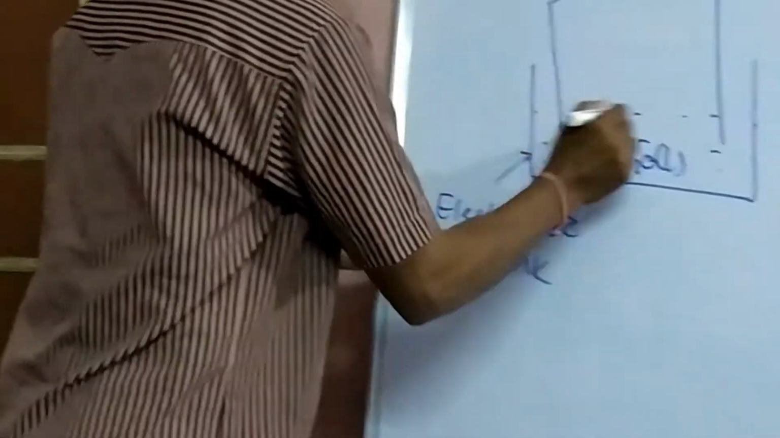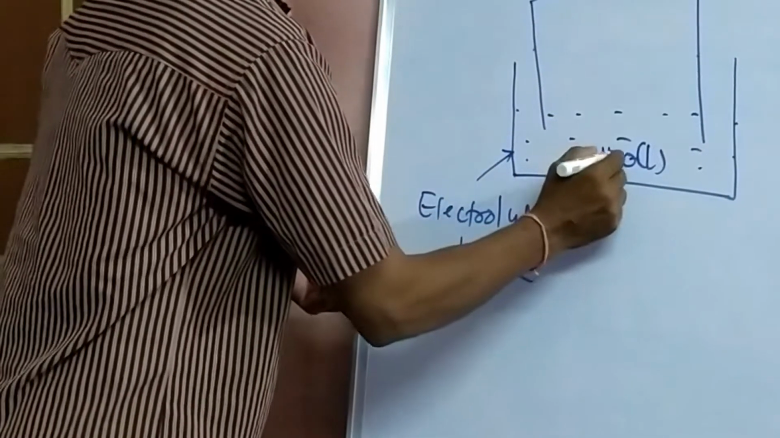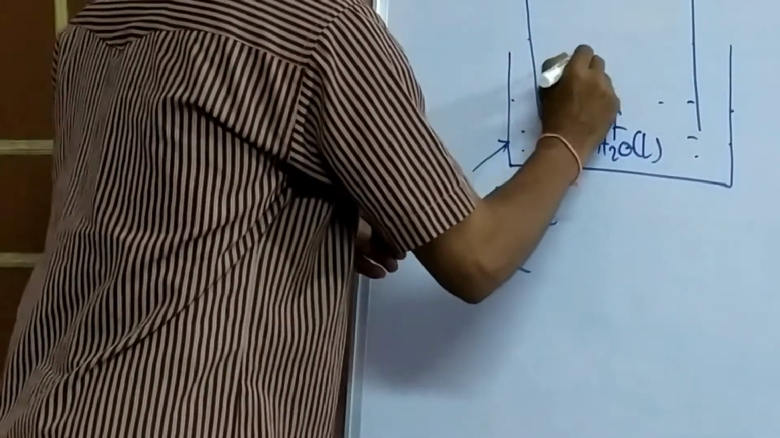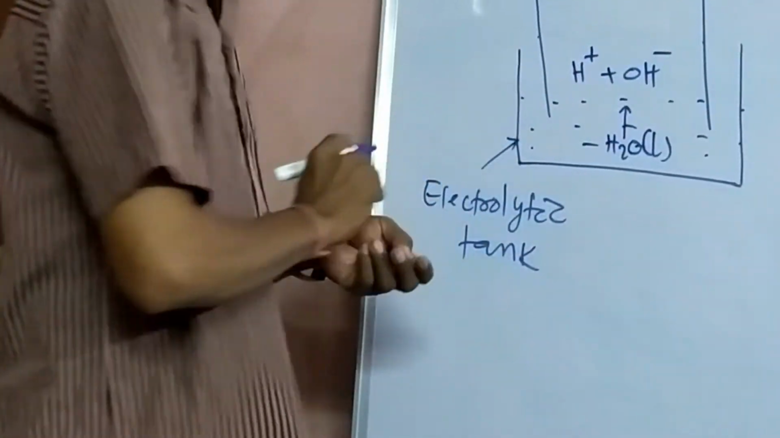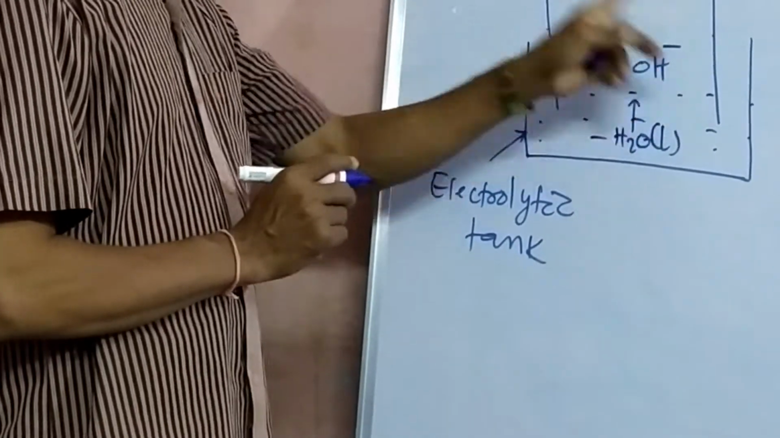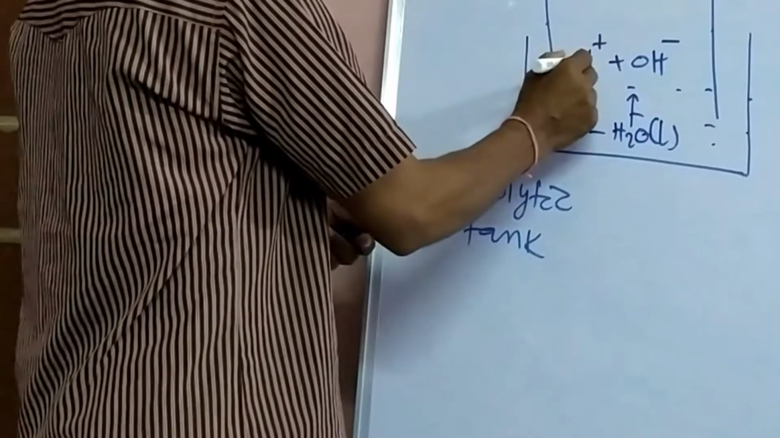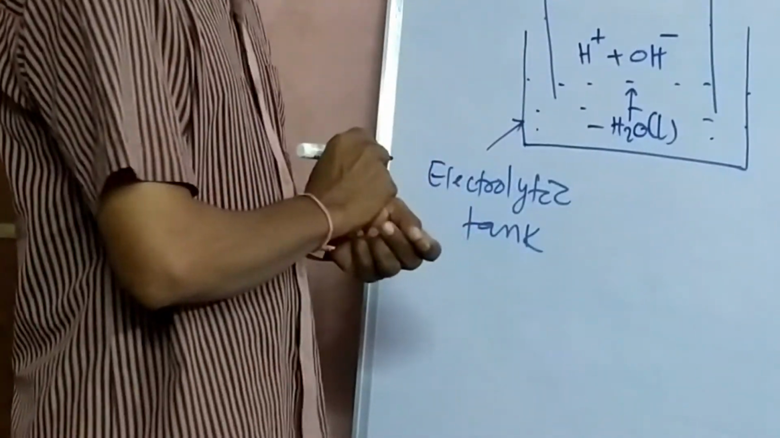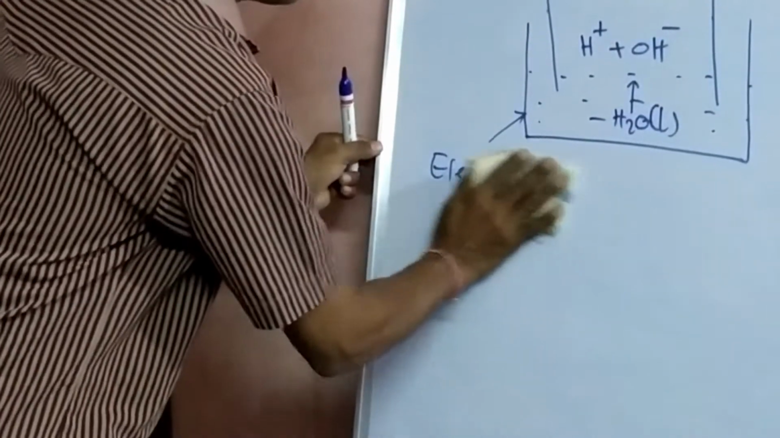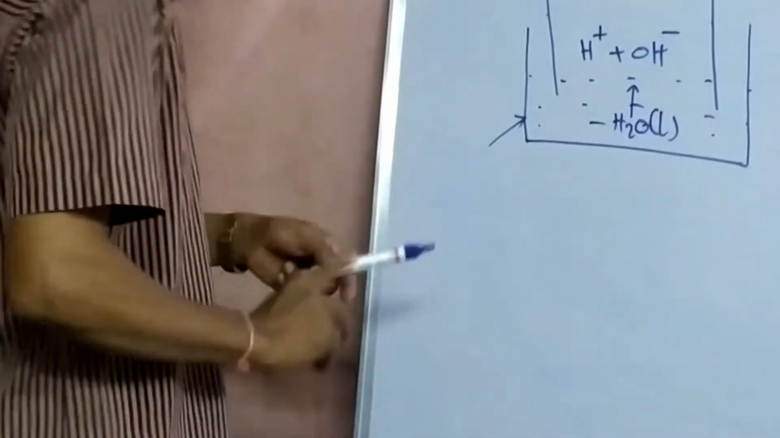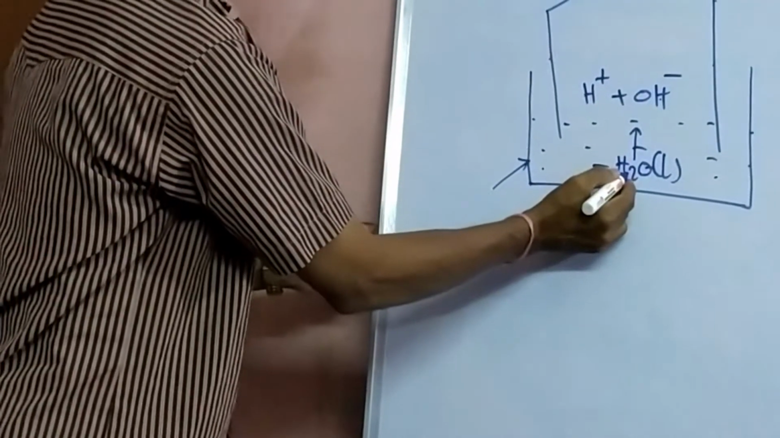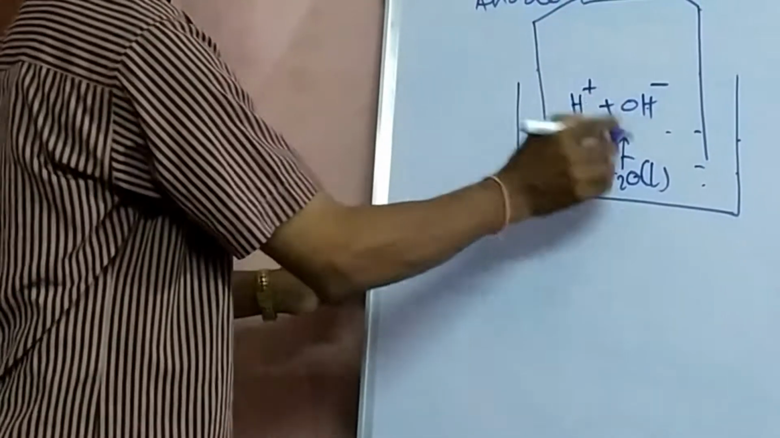Now when it is dipped inside water, the water breaks into ions. What are the ions? It gives rise to H plus ion and OH minus ion, right? This is the hydroxyl ion. This is called the hydrogen ion, right? Now what happens after this? I am explaining here. So as I mentioned, these two ions are produced by breaking up water when electricity is applied.